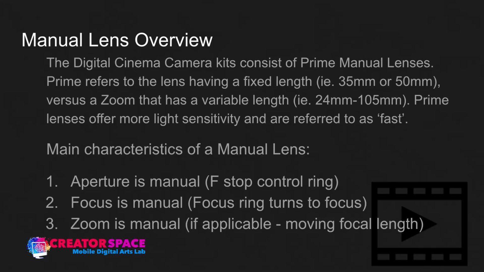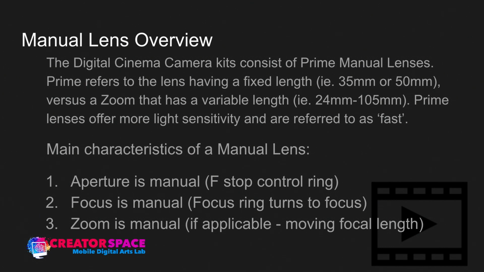Whereas a zoom will have a variable. So we can have something like a 24 to 105 millimeter, which is common in our photography cameras and part of what we have with our kit as well, with the Canon 6D kit. The prime lens offers a little bit more light sensitivity, so they're usually referred to as a fast lens.